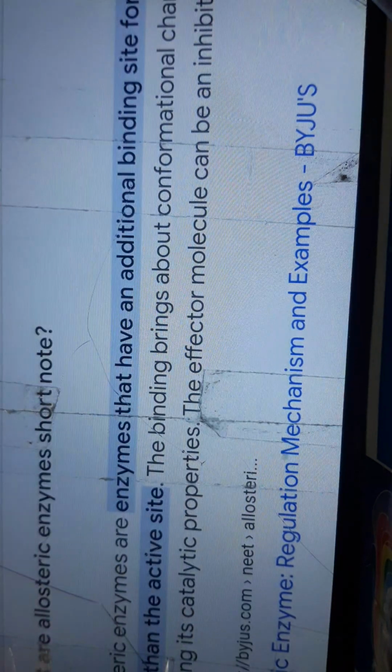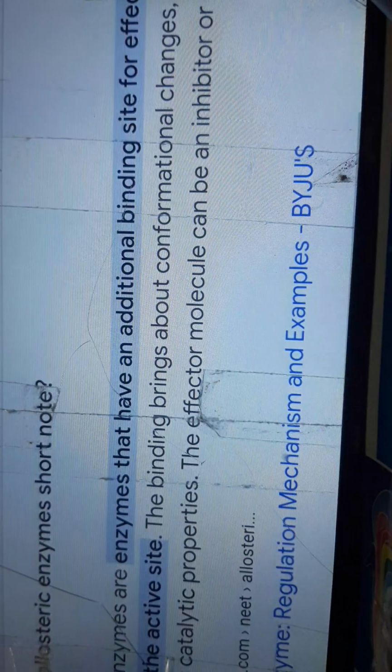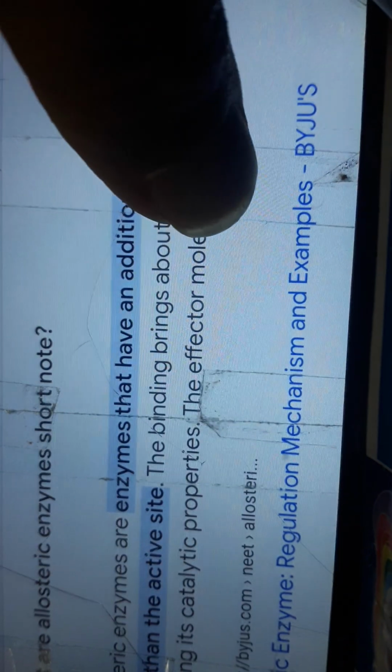Before we go into the subject proper, let's answer a few questions. What are allosteric enzymes? A short note on that. Allosteric enzymes are enzymes that have an additional binding site for effector molecules other than the active site. The binding brings about conformational changes, thereby changing its catalytic properties. The effector molecule can be an inhibitor or an activator.